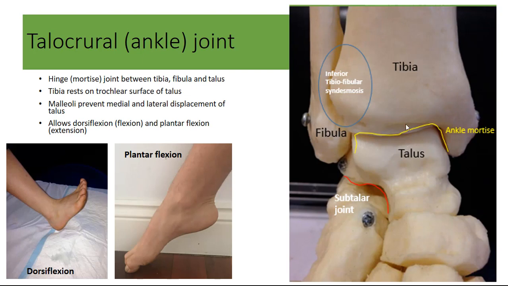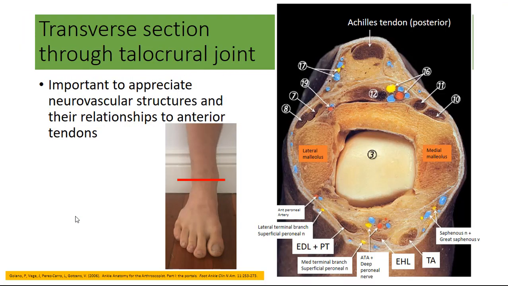So here's our talocrural joint, or our ankle joint. The ankle mortise is made up of the fibula, the bottom part of the tibia, and the lateral part of the medial malleolus. It's a hinge joint, and it transmits a lot of the weight and force through the lower leg to the foot. It allows dorsiflexion and plantar flexion. We can also call plantar flexion extension, so flexion and extension of the foot.